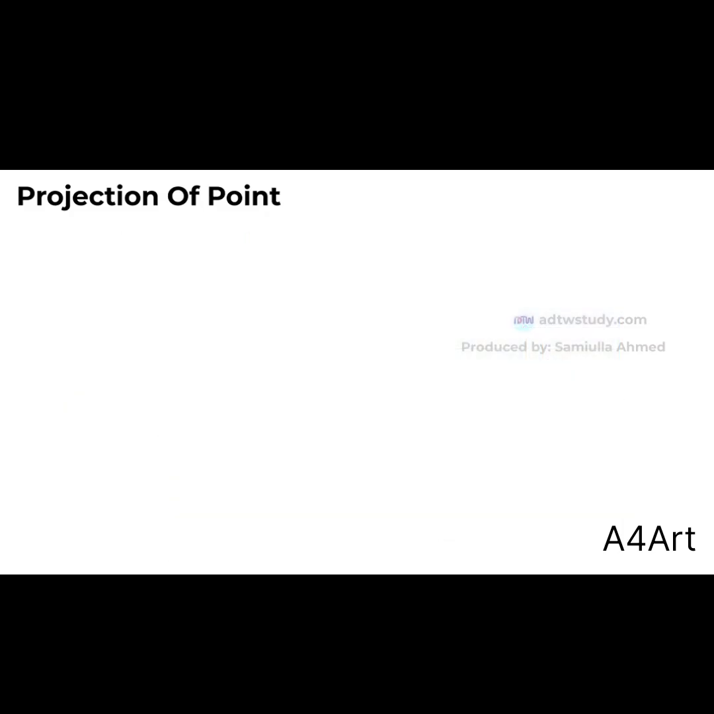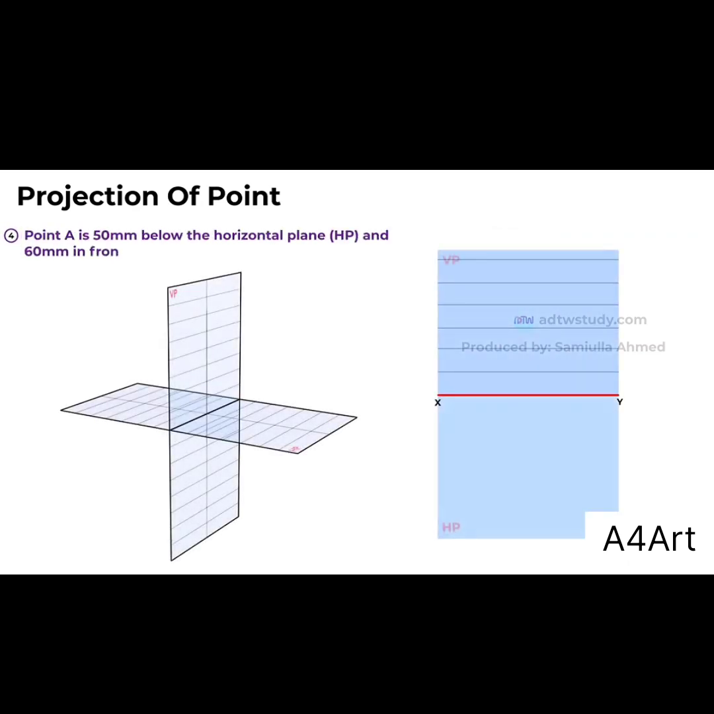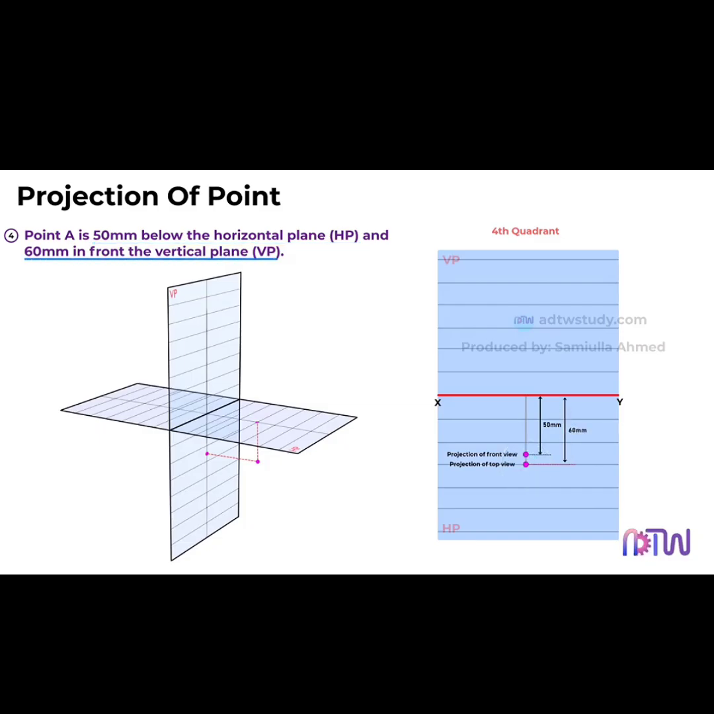In a similar vein, consider another example. Suppose point A is now 50 mm below the HP and 60 mm in front of the VP. This means the point is in the fourth quadrant. Placing the point below the HP and in front of the VP results in the top view being below the XY line and the front view being positioned below the XY line as well. Both views align vertically, with the front view of the point 50 mm below the XY line and the top view 60 mm below the XY line.